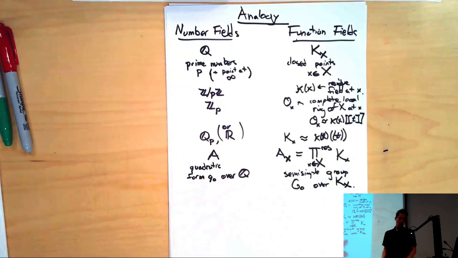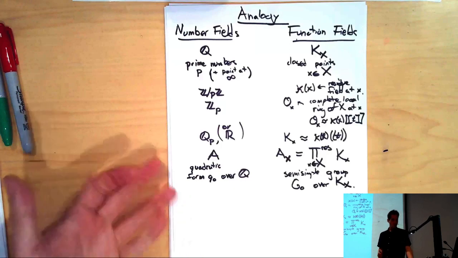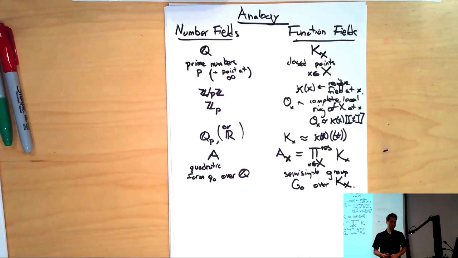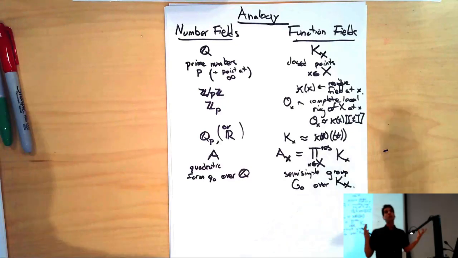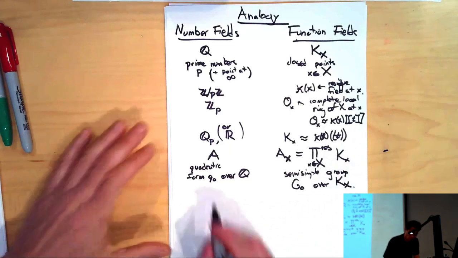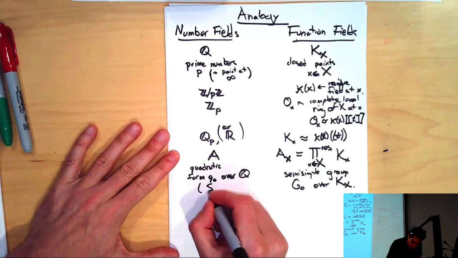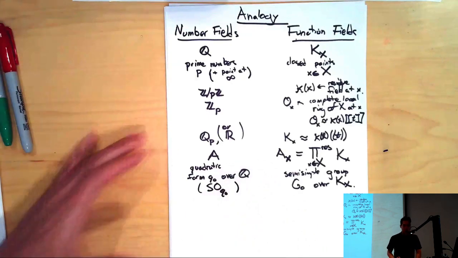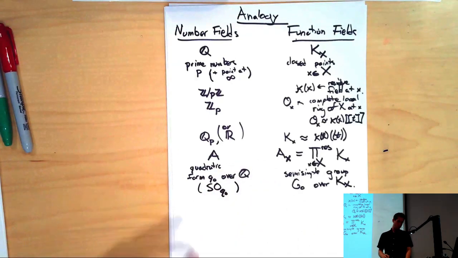Maybe this would be more properly the analog of having a semisimple algebraic group over the rational numbers. Every quadratic form, non-degenerate at least, gives you a semisimple algebraic group by looking at the special orthogonal group of that quadratic form. So a closer analogy here would be what I called in the previous lecture SOQ, or now Q0.